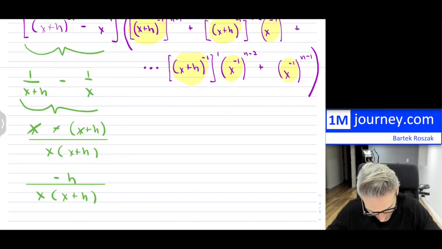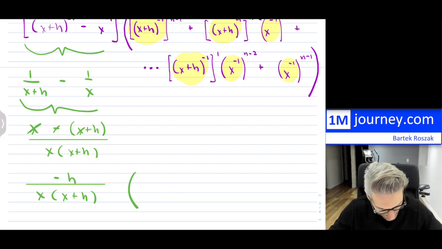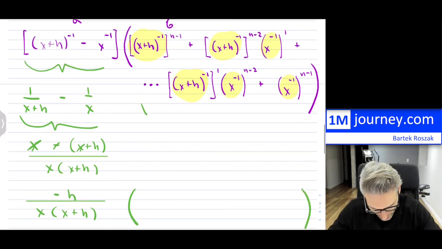And then I have all of this junk in there, all of that.